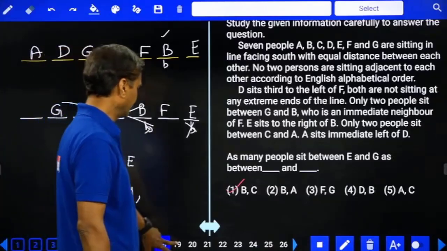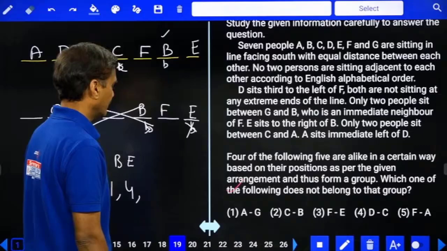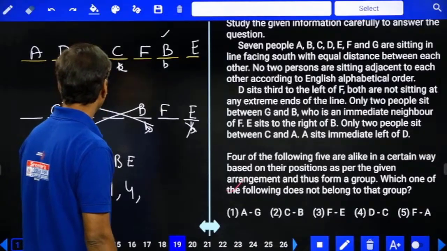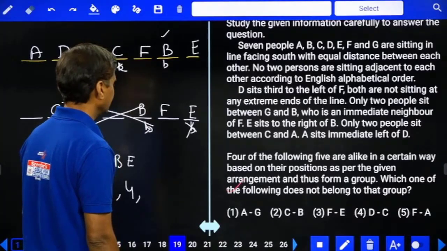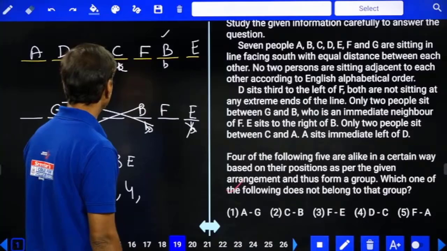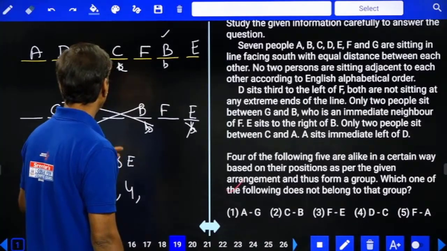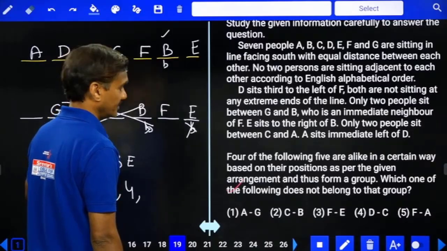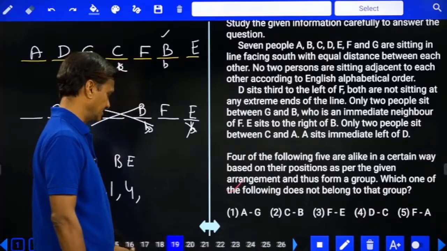Then next one, the 19th one. Four out of the following means odd one out. Now in this odd one out, A and G. Now A is second to the left of C. C and B, C is second to the left of B. F and E, F is second to the left of E. D and C, D is second to the left of C. F and A, now how many people? A is 4th to the left of F. Hence, choice 5 is the odd one, question number 19.